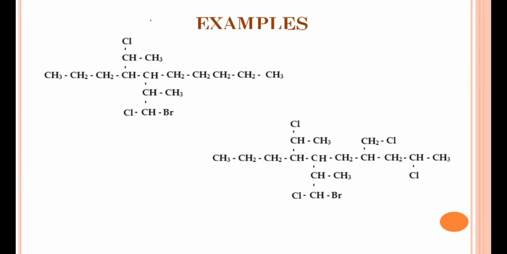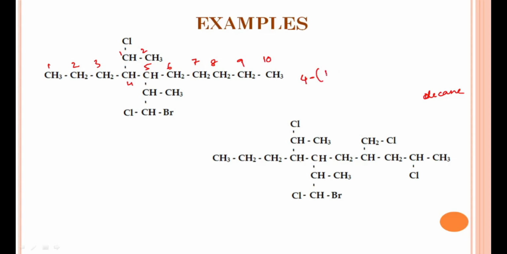Now take some example. This is the main structure present here. We have to give numbering where the substitution gets lower number. We have to follow this numbering: 3, 4, 5, 6, 7, 8, 9, 10. So it is decane. Okay. Now in fourth position, substitution is present. First substitution is present. We have to give numbering for the substitution: 1, 2, 3, 2. So in first position, chloro is present. So in decane, fourth position, first substitution is present.